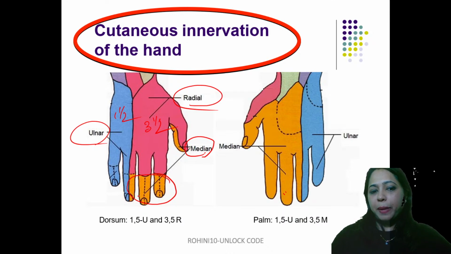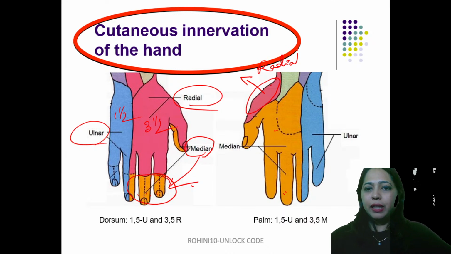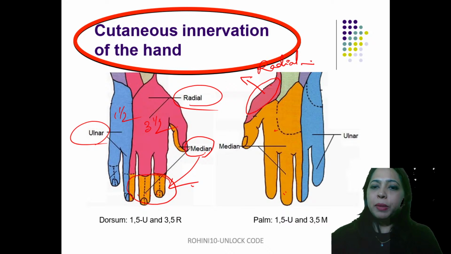It is median. On the back side also, you can see it is median. It is not radial. And of course, here you have median. But here you see near the anatomical snuff box, it is radial. So how do you define this? And here you should remember this near the anatomical snuff box.